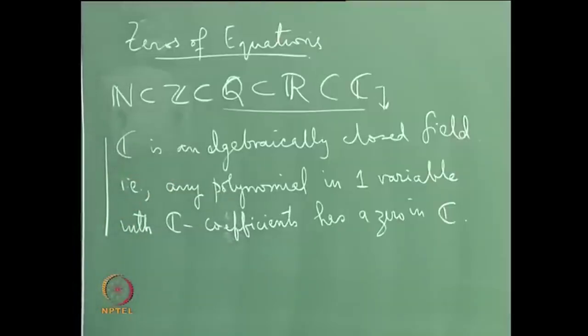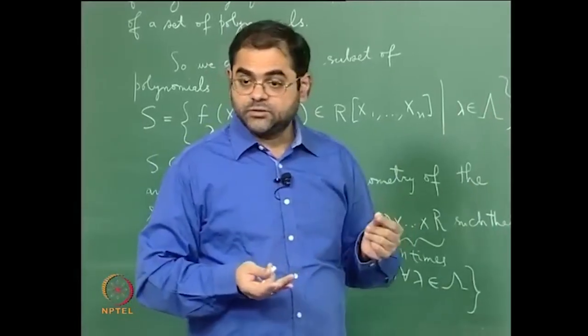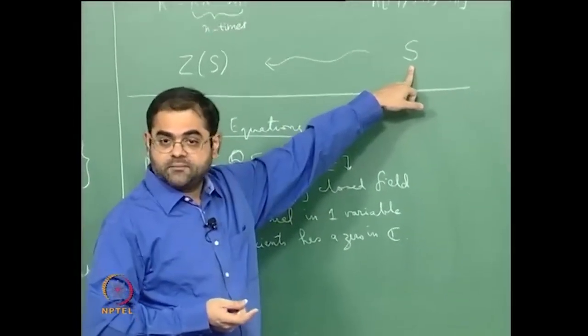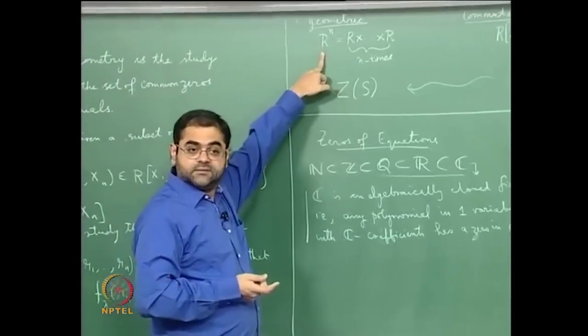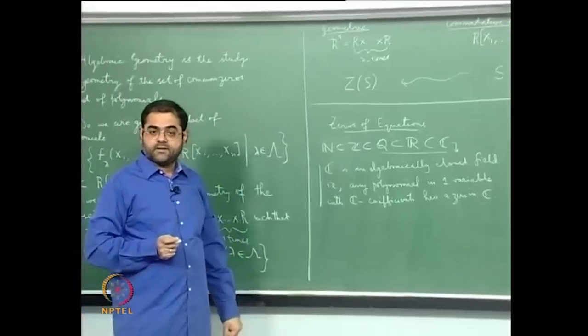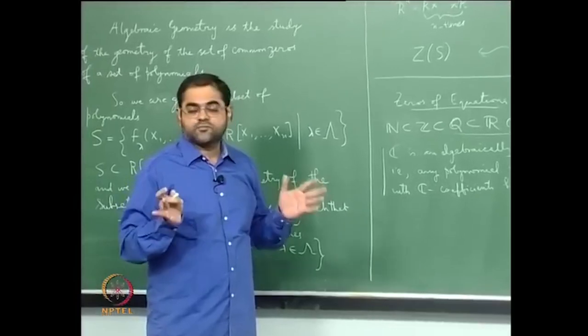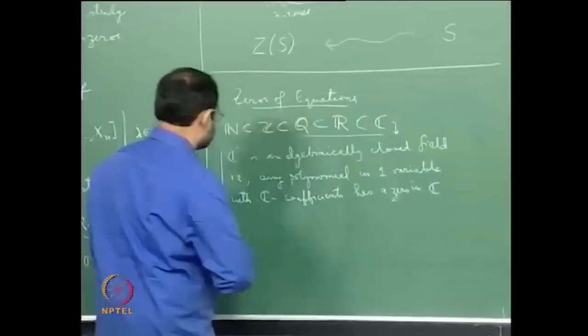The amazing answer is yes. The amazing answer is this itself will ensure that, so long as this set S is good in a decent way, if R is an algebraically closed field, then Z of S can never be empty, okay. And this is a very deep fact, and this is one form of the Hilbert Nullstellensatz, okay. So let me write that down.